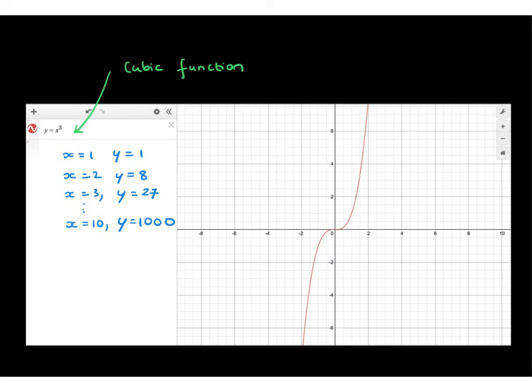Now, because when you cube a negative number, you get a negative answer, the graph will have a portion down here as well. So, for instance, if x equals -2, your y value would equal -2 cubed, which works out to be -8.